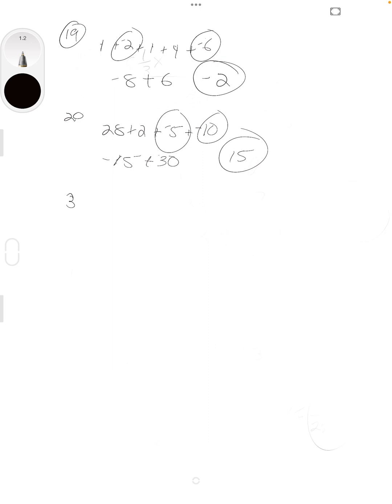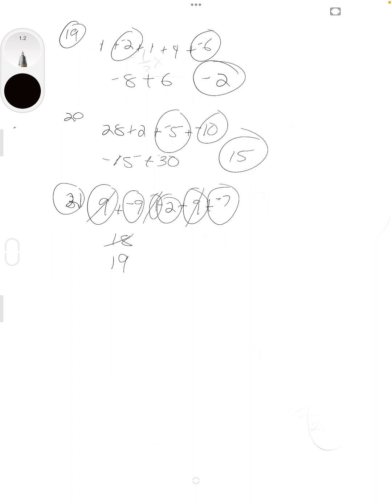So number 21. 9 plus negative 9 plus 2 plus 9 plus negative 7. Well, 9 and 9 is 18, and there's a 1 there too. So that's 19. And I have negative 9, negative 2, negative 7. That's negative 18. Oh, that's 1. That was 21? Yes, it was. 22.